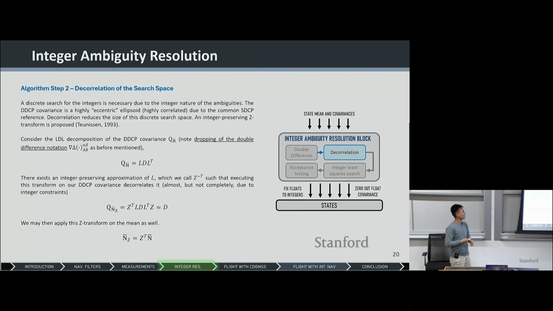Okay, yeah. But essentially, what we want to achieve is we want to know what is the basis that we can transform our uncertainty into a space that is as spherical as possible. And the approximation sign comes because we are imposing integer constraints in the Z transform.